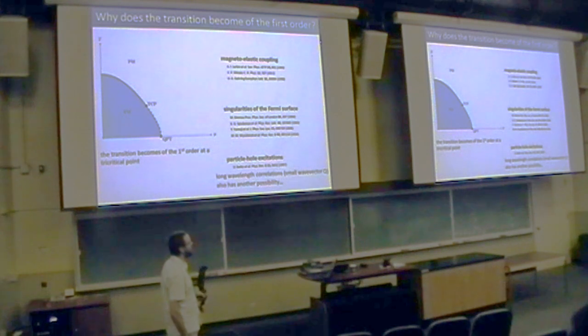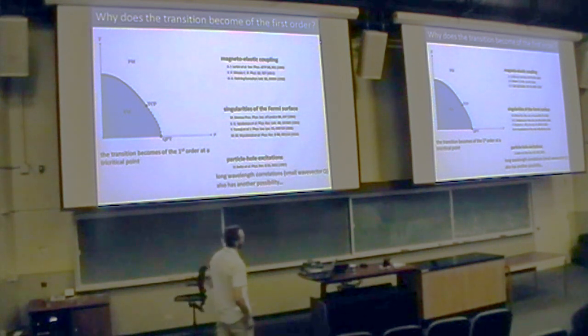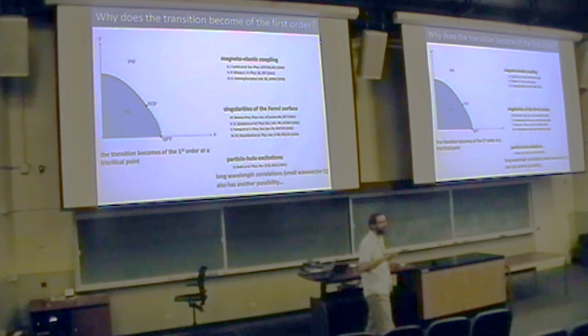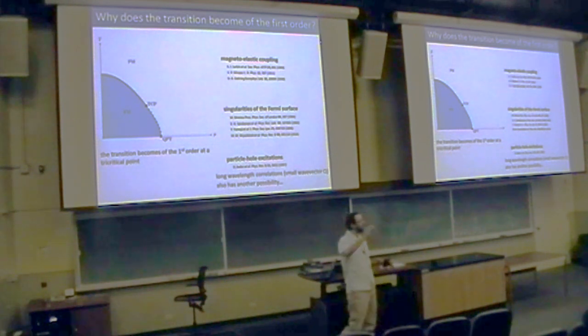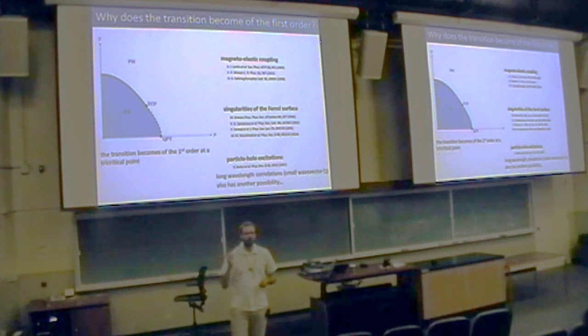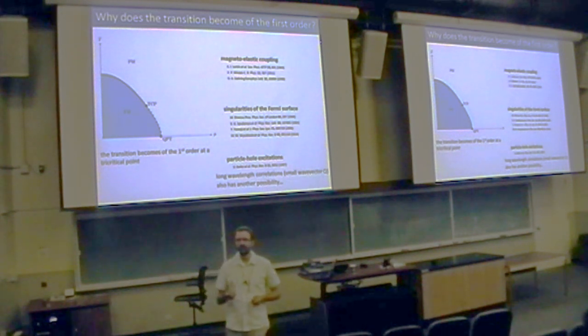And then one more scenario in theory is that those systems are metallic, and so in the metal you have particle-hole excitations, and those couple to the magnetization, and it was shown that this will always make the transition first order at low temperature.